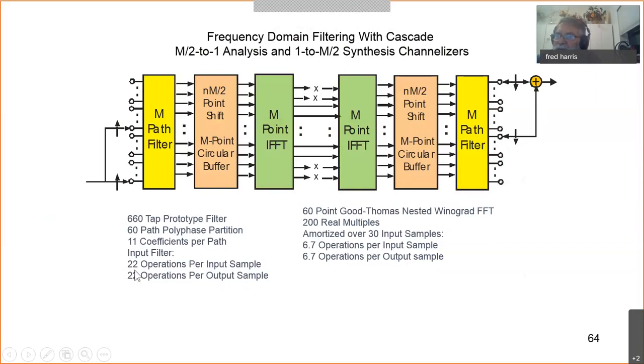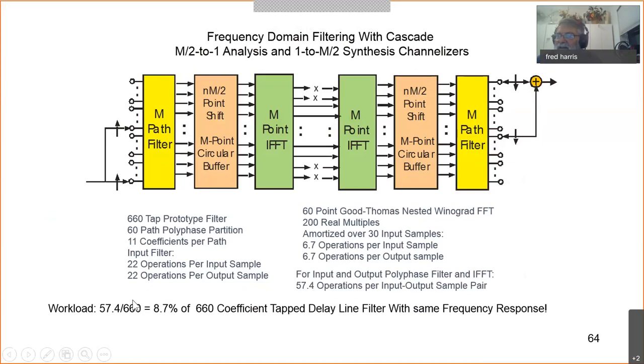So what's the workload? It's 22, 22, 13, and 13. What does that work out to be? I'm going to add 13 to this, so 70 operations. Okay, 70 operations. Let's compare that to 660. 660 versus 70, it's almost a 10 to 1 savings. Darn. Okay, that's about an 11% workload reduction.